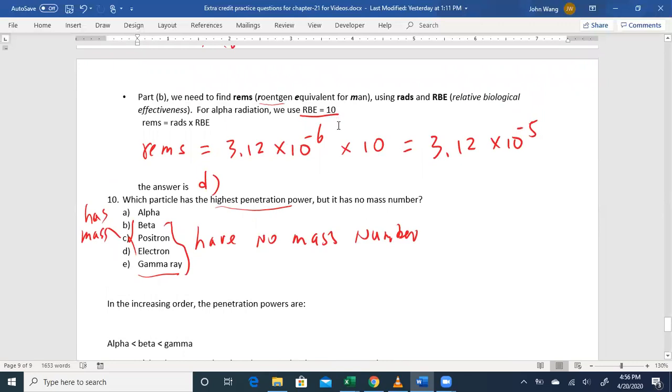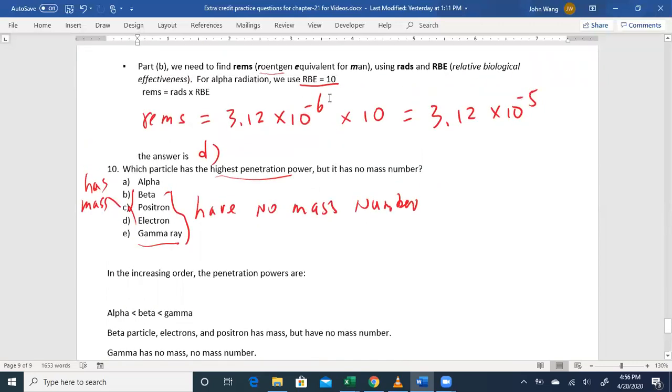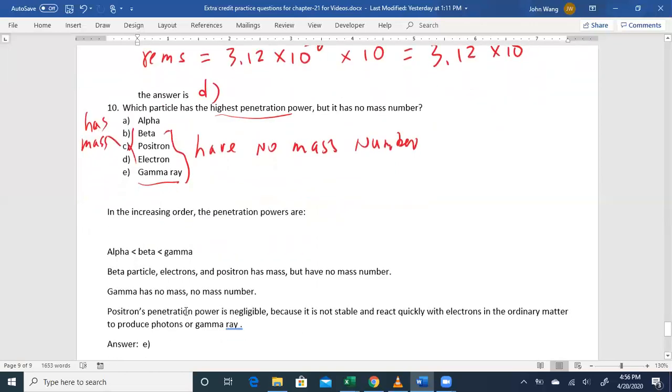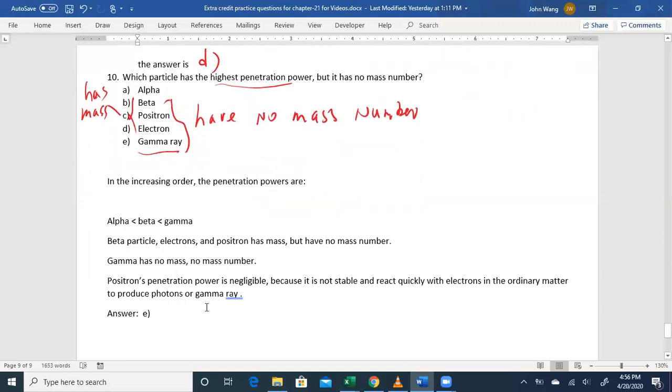Even though alpha penetration is lower, the damaging power is higher. Once the alpha particle gets inside the biological system, inside organs, the damage can be 10 times stronger. But sometimes even air or skin or a very thin slice of paper can stop alpha particles. All right, so therefore the answer is E. All right, so that's all for chapter 21 practice.